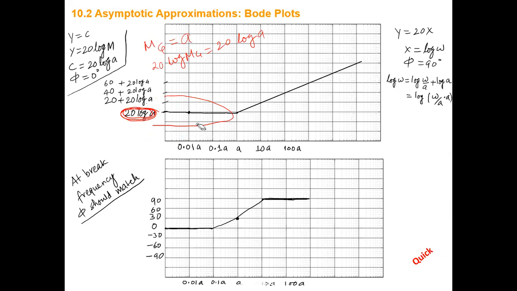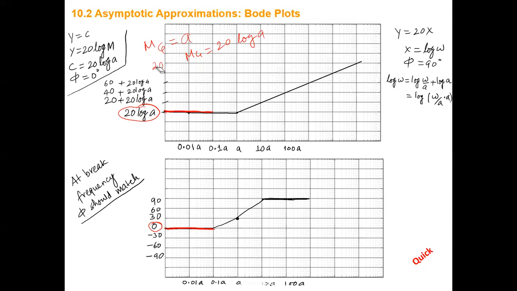For the lower end, you get the Bode plot like this. What is the angle? Angle is 0, meaning the Bode plot with the angle in the lower end looks like this, with the angle 0. See, angle is 0. I will call this the lower end. In the lower end, magnitude is 20 log A and phase is 0.